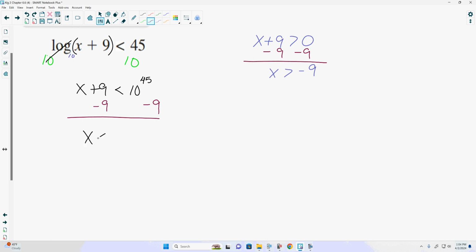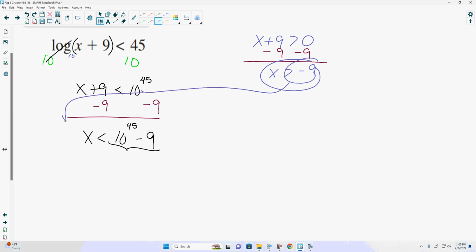Minus 9 from both sides, telling us x is less than 10 to the 45th minus 9. Do we need our restriction? Because x is less than it, is our negative 9 less than 10 to the 45th minus 9? Because this is a massively big number, would negative 9 be less than whatever this number is? Yeah. Since it is, we have to take this restriction, mainly this part of it.